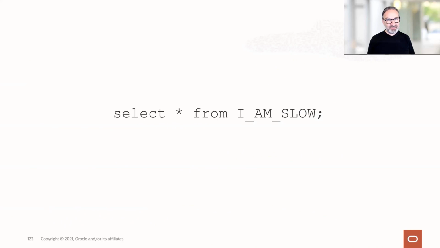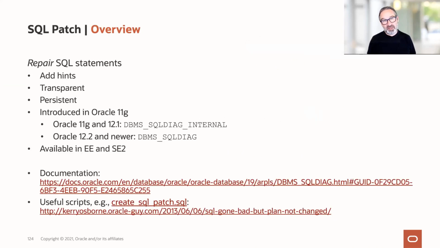And if nothing helps, select star from I am slow. What could you do? There's one additional feature, which interestingly enough is available on Enterprise and Standard Edition too, and this is called SQL Patch. So the idea of SQL Patch is that we repair a misbehaving statement by adding hints or ignoring existing hints. And this is all in a procedure.